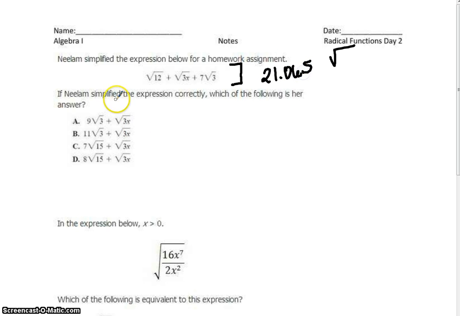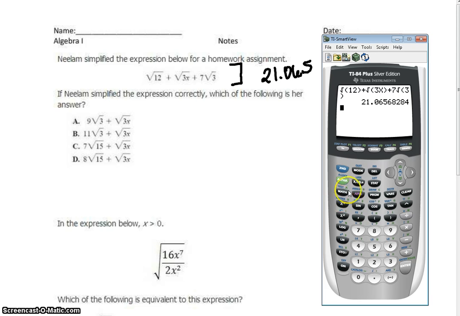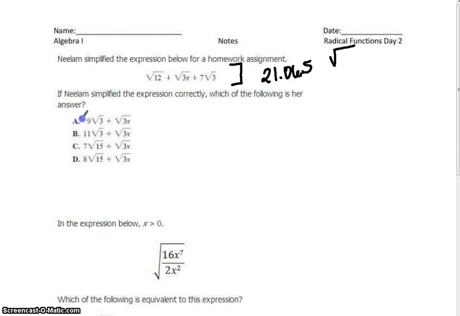21.065. I'm going to take each of the answer choices and put them in my calculator and see which one gives me the same thing. I'm looking for 21.065. So choice A is 9 square root of 3, close parentheses to get out from under, plus the square root of 3x. Now that square root of 3x is the last thing. If you want to close parentheses or right arrow, you can. You don't have to because it's the very end. And I get the same answer. So I think A is it.